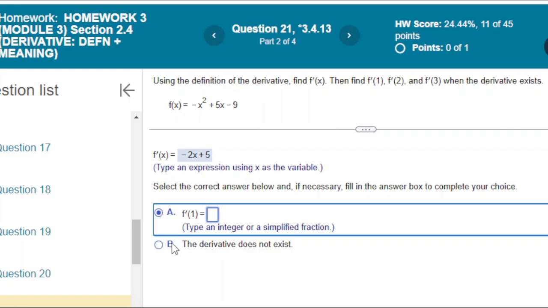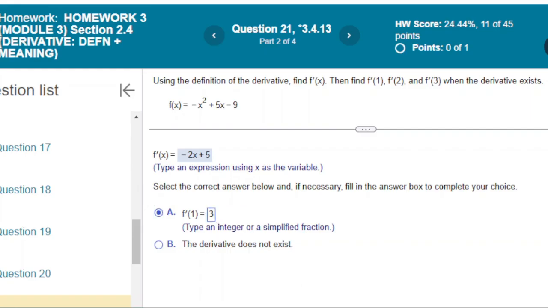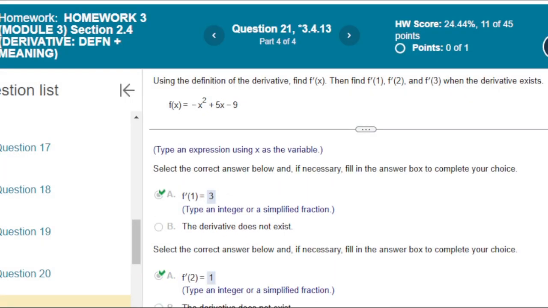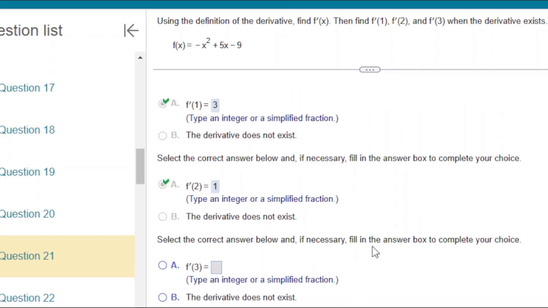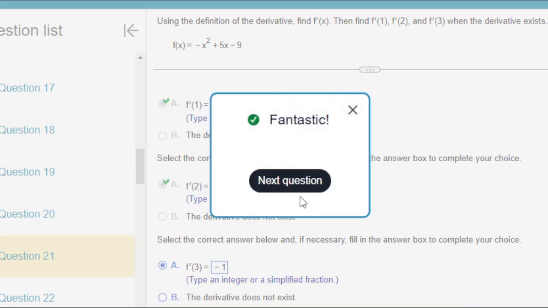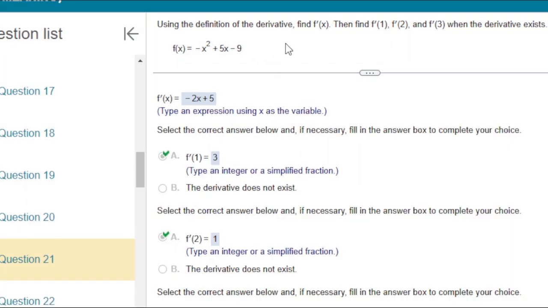Okay, so we get -2x plus 5. What's f prime of 1? Well, the derivative does exist, so we're going to put a, not b here. F prime of 1, right, when we plugged in 1 here, we ended up getting 3 as a result. F prime of 2 was 1. And f prime of 3 was -1. Okay, that was kind of the quick way of doing this problem, where we didn't use the definition of derivative. We just knew how to take the derivative of this. We found what the derivative was. We'll look at the definition of derivative in just a second, but let's also look at the graph of this function.